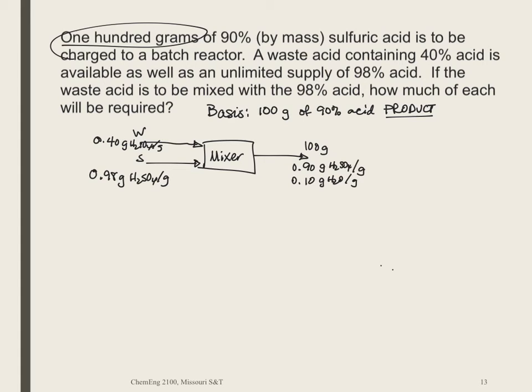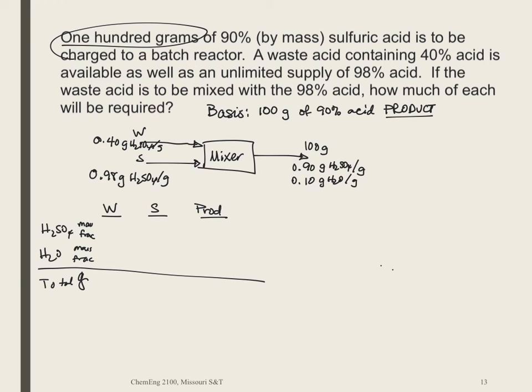Now let's do our degree of freedom table. So I have my streams. My streams are the waste, the strong acid, and the product. I have H2SO4, and I'll do mass fractions, and H2O, mass fraction. And then I have the totals on each of these, which is going to be in just grams, right? This is a batch, so it's not a flow rate. Okay, so H2SO4, in the waste acid, it's 0.4 and 0.6. And the strong, it's 0.98 and 0.02. And my product is to be 0.90 and 0.10. The total amount, I don't know. I named this one W, this one S, and this one I know I need to get 100.